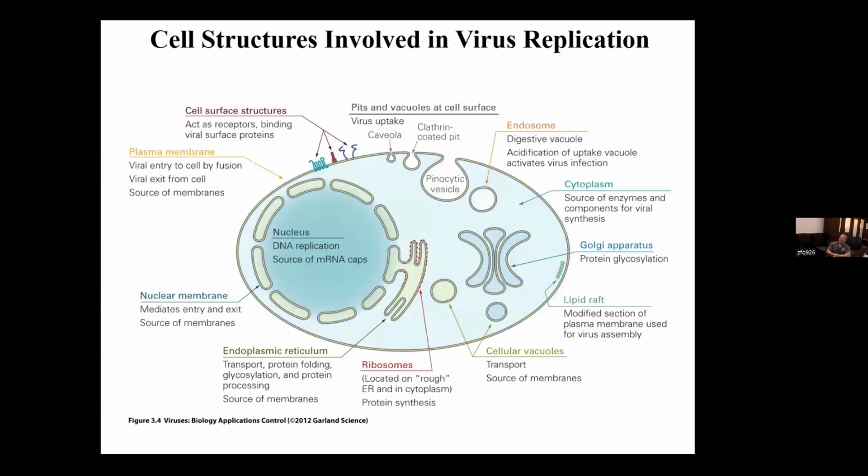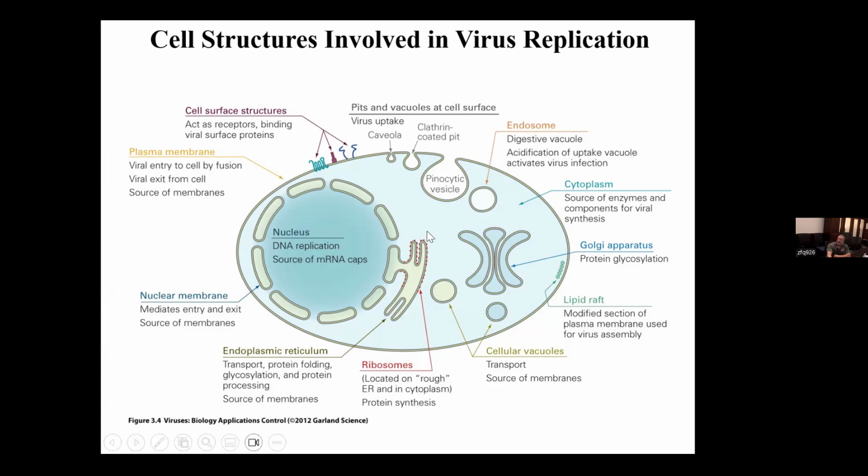So if we look at some of the cell structures that are involved in viral replication, and I've indicated some of these on the graph here or the slide, so I won't go through the names of all of them, but you can see the role that each one of these will play in helping the virus replicate. So for example, the cytoplasm.